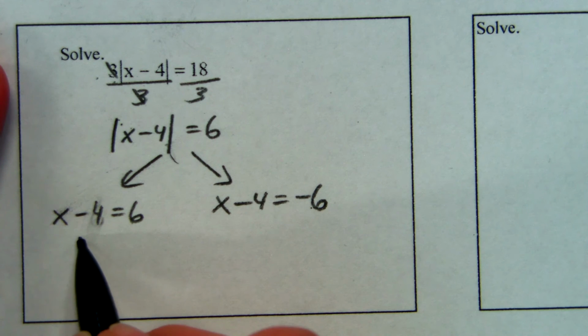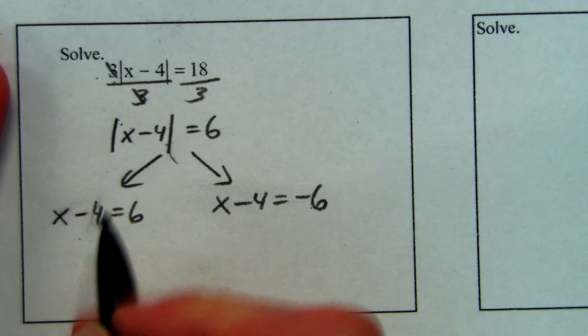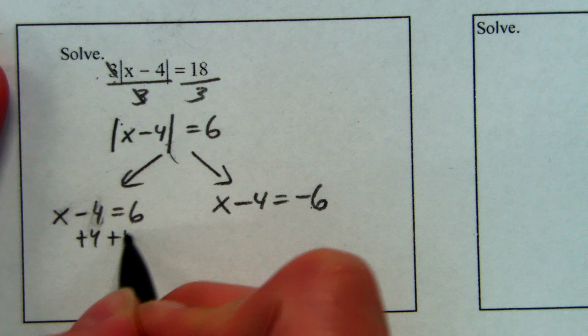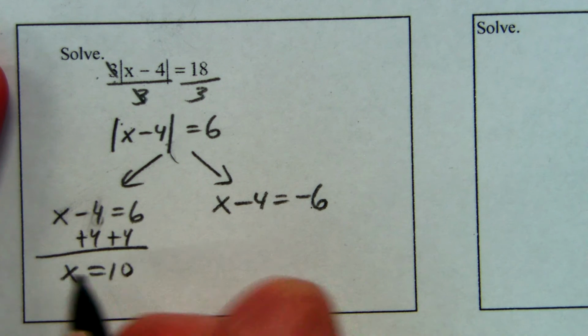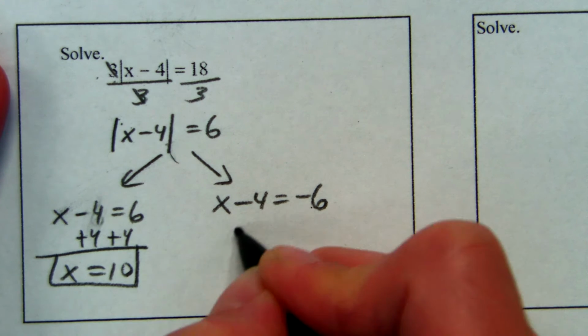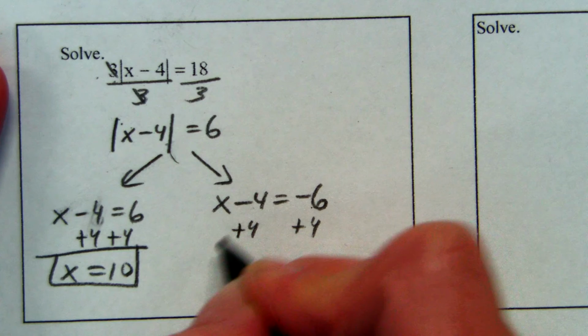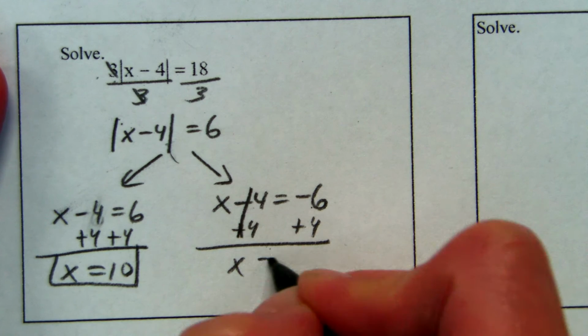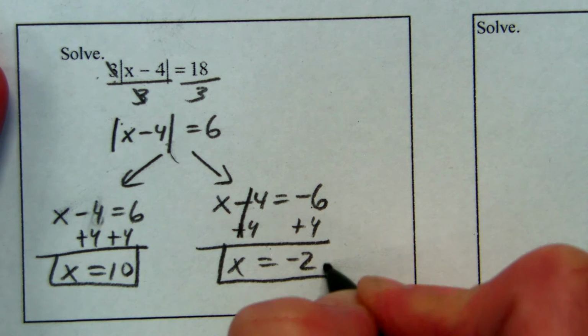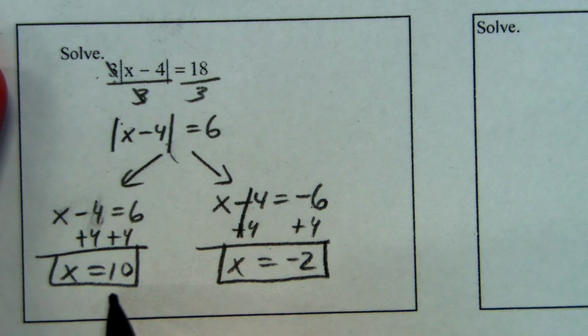So how do I solve this for x? Add 4 to both sides. We get x equals 10. We're going to add 4 over here because it's still minus 4, and we get x equals negative 2. And that's your answer, right? Both of those are your answers, yes.